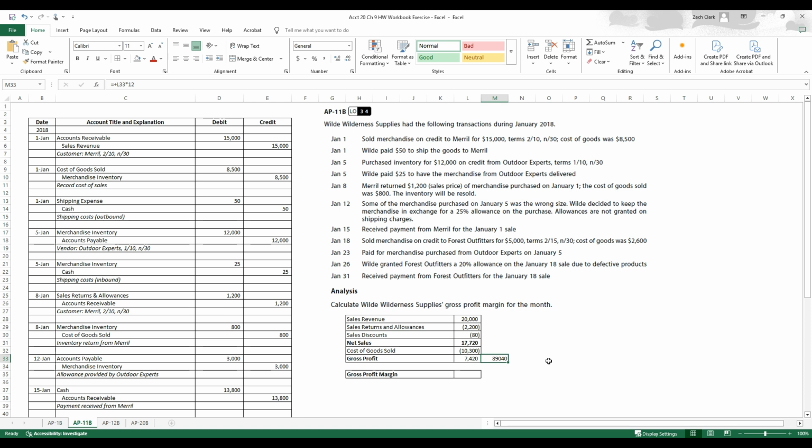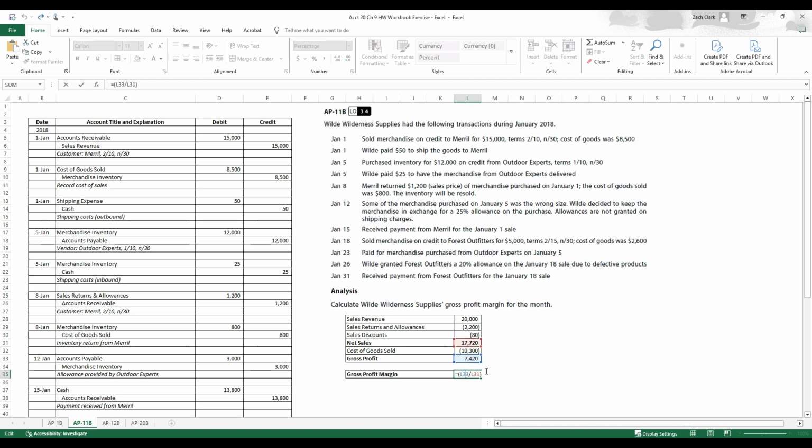How much would that be for the year? Close to $90,000, about $89,000, just out of curiosity. Okay, so we had two sales, and then our gross profit margin. The formula for that here is that we take gross profit and divide it by our net sales amount. And let's do this in a percentage format there, 0.42 or 42%.